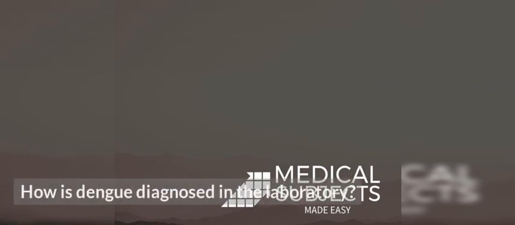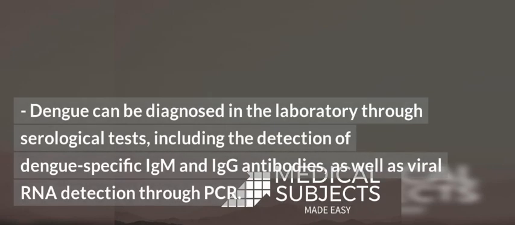3. How is dengue diagnosed in the laboratory? Dengue can be diagnosed in the laboratory through serological tests, including the detection of dengue-specific IgM and IgG antibodies, as well as viral RNA detection through PCR.